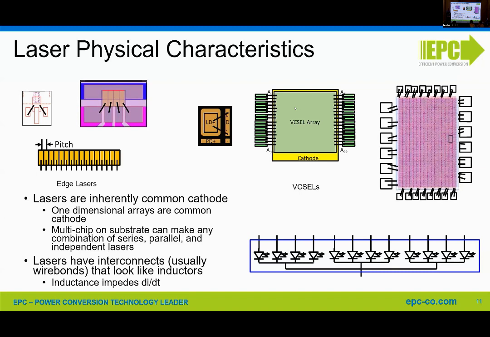So lasers always have interconnects. They always have wire bonds. And the wire bond, as we'll see going forward, is very important in the circuit, because at the speeds and the currents that we're looking at, the wire bond looks like an inductor. And we'll talk a lot more about inductance going forward.